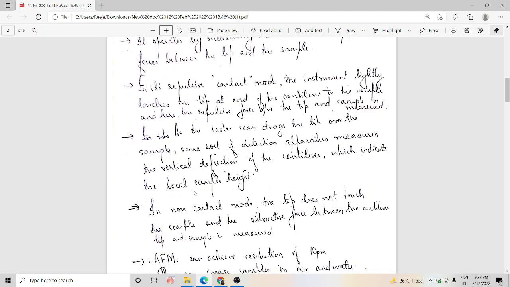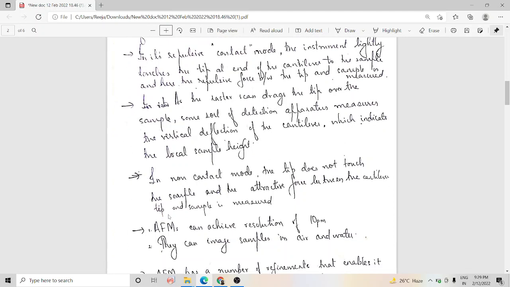Okay, so I hope contact mode, non-contact mode, and how an AFM works is clear to you. Now, AFMs can achieve resolutions of 10 picometer, that is, surface depressions or heights as small as 10 picometer can be measured using an AFM. So, AFM can achieve a resolution of 10 picometer, and they can image samples in water and air. So these are the advantages of AFM.